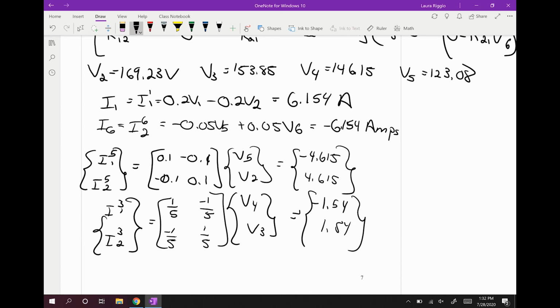So it's very similar to the methods that we use for springs, rods, and torsion. Now we're doing it for circuits, and really the idea is to be able to generate the stiffness matrix without having to write out all of the equations every single time.